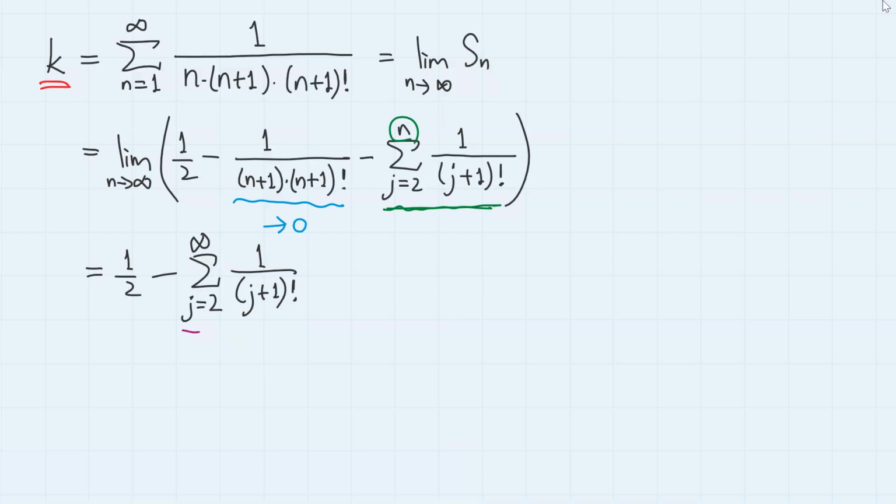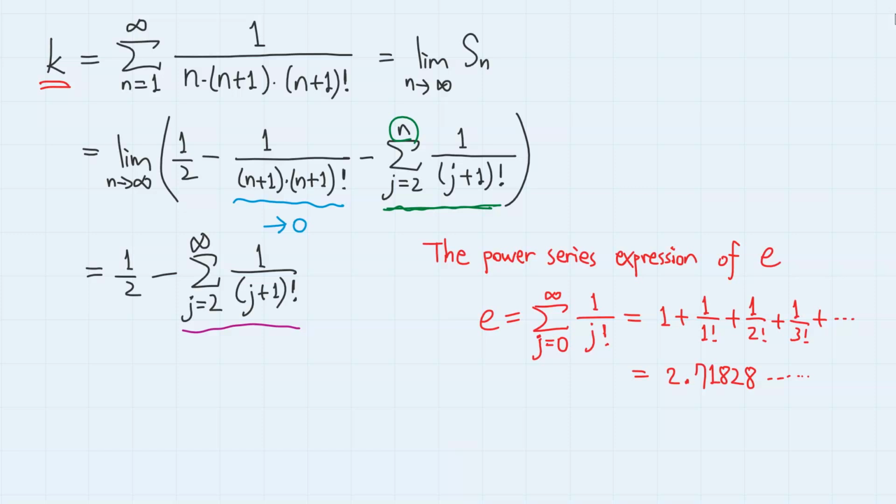And luckily for us, this is a computable infinite series, using the famous power series definition of the constant e. So the constant e is equal to the infinite summation of 1 over j factorial, where j starts from 0. In our expression, this part equals sigma 1 over j factorial, with j equals 3 to infinity.